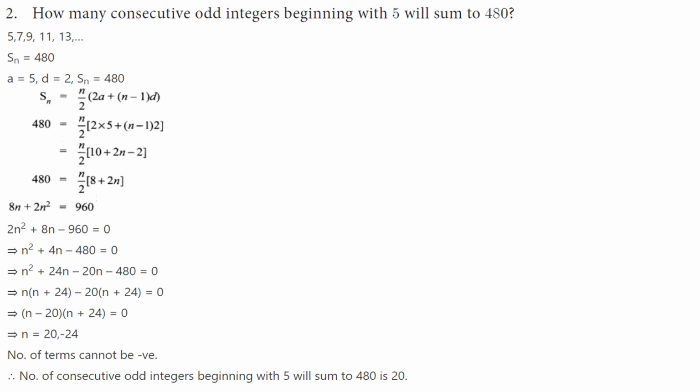And factorize, 24 into 20 is 480. So you write it n squared plus 24n minus 20n minus 480 equal to 0. After that, you take n common. So n plus 24, here minus 20 into n plus 24. So you get n minus 20 into n plus 24. Therefore n equal to plus 20 and minus 24. So number of terms cannot be negative. So therefore number of consecutive odd integers beginning with 5 that sum to 480 is only 20.